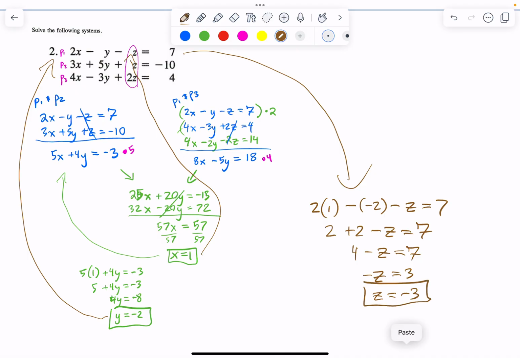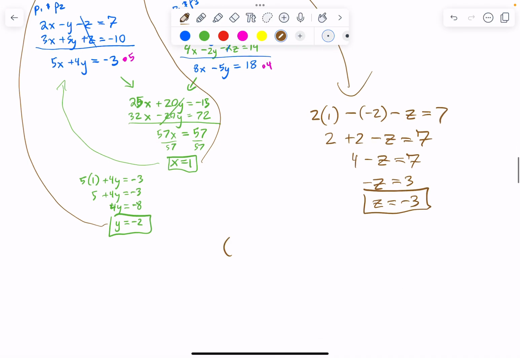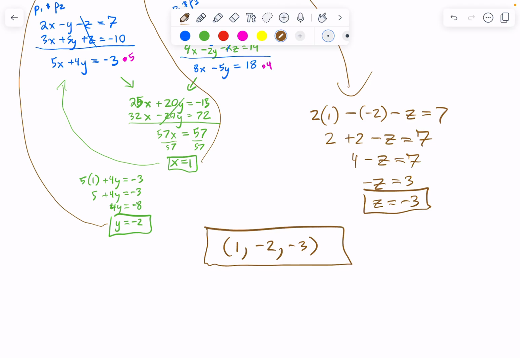Again, you could leave them all three separate or in alphabetical order. x, y, z is the solution to the system of equations. So that's the one point where all three planes intersect.